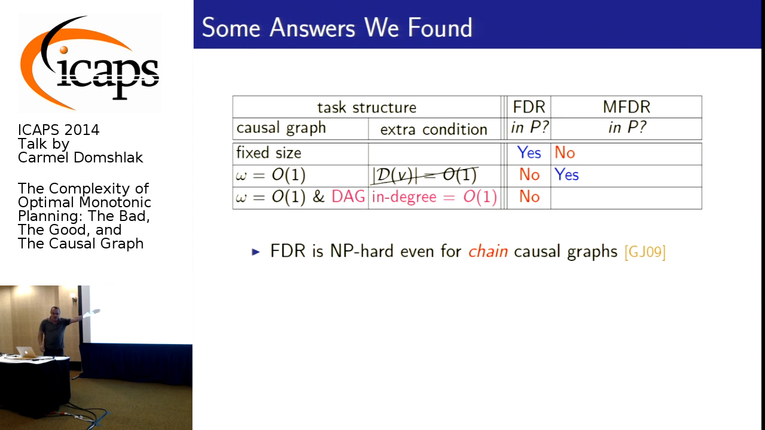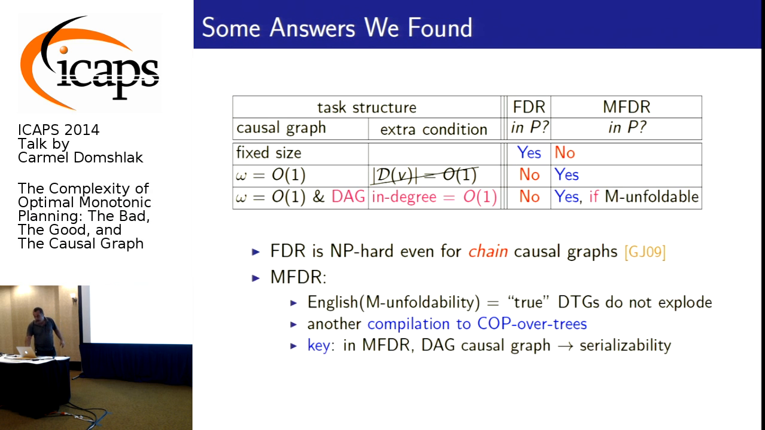And again, since the problem for FDR is hard already for chains, we change nothing: it's a DAG, and in-degree is bounded by 1. The problem is still hard for FDR. And it is easy for MFDR if an additional property holds, which has a scary name: unfoldability. But basically, in English, it says the root domain transition graphs in monotonic representation are small. So the number of subsets, for example, of values for each variable that you can reach from your initial state is not too large. It doesn't explode exponentially. And it can happen under different conditions.